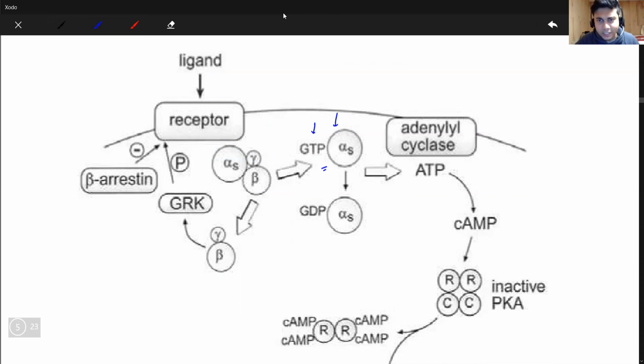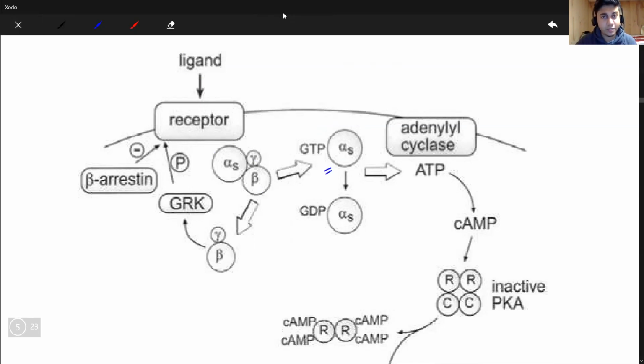Now when this alpha is detached, this GTP bound alpha, where does it go? You might notice that there's a small s here. This s denotes the G stimulatory type of G protein, Gs protein. That's why they wrote that small s here. Maybe if it is a Gi protein, then you would find a small i written here. If it is a Gq protein, a small q is written here. Mostly they work in a similar fashion initially.